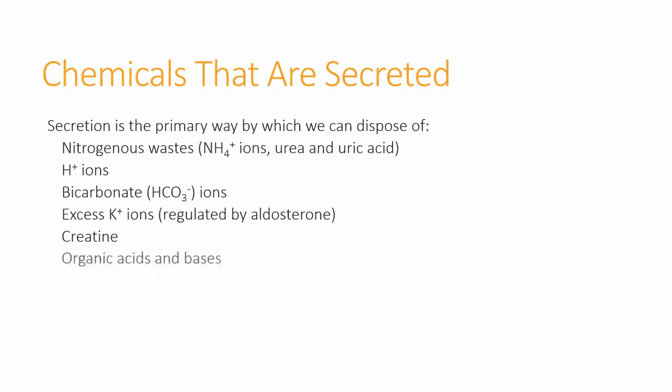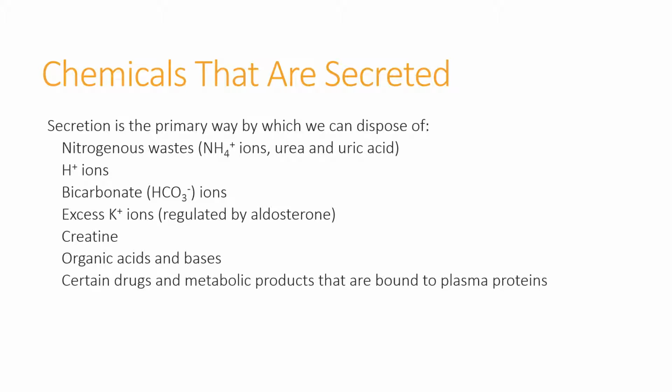We can secrete out creatine, as well as organic acids and bases, and certain drugs and metabolic products that are bound to plasma proteins. Remember, our plasma proteins are too large to filter out of the blood at the glomerulus, so any drugs or metabolic products that are bound to those proteins also wind up being retained in the blood. Here, we can spend some energy to selectively pump those materials out of the plasma and into the urine.